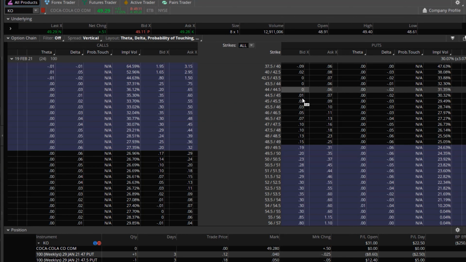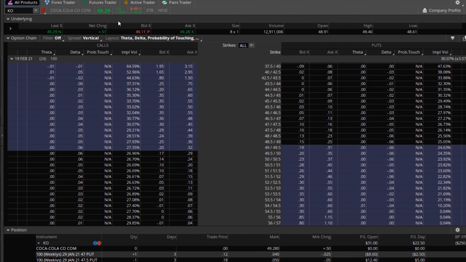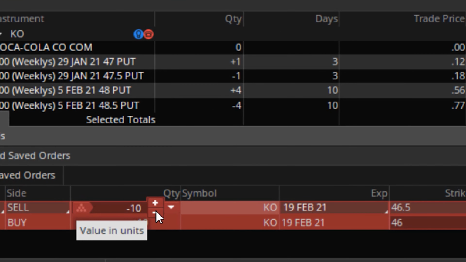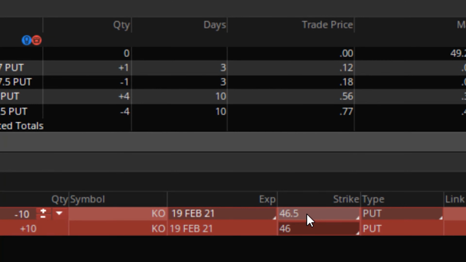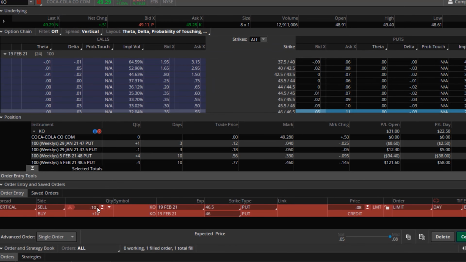So let's go ahead and go over here. And let's say I'm like, okay, I think Coca-Cola is going to keep going up. I don't think Coca-Cola is going to hit this area of $46.50. So essentially you click to sell it. Here I'm selling 10 contracts for the expiration date of 19th of February 2021, and I'm selling a strike price of $46.50. I'm selling this put. I don't think Coca-Cola is going to touch this. I think it's going to continue going up. Simultaneously, I'm buying 10 contracts of Coca-Cola for the same expiration date, but for a slightly lower strike price.